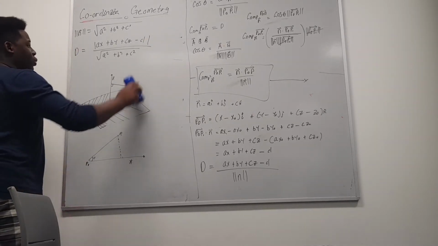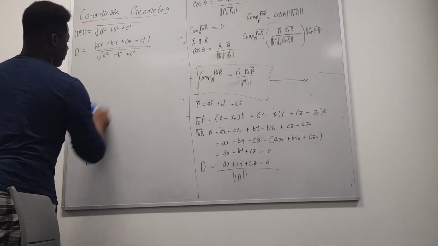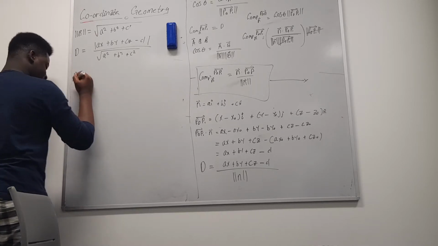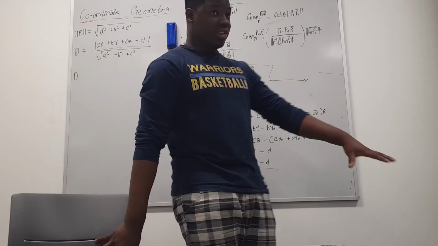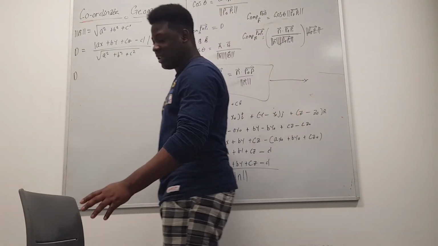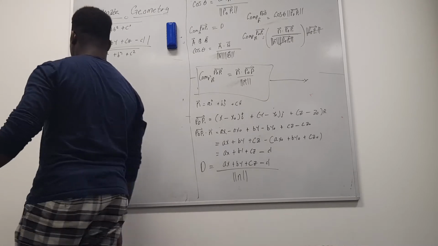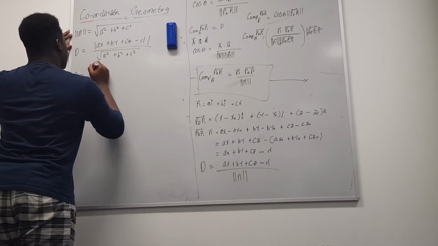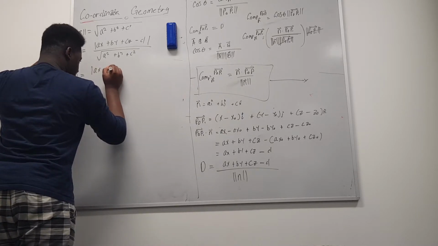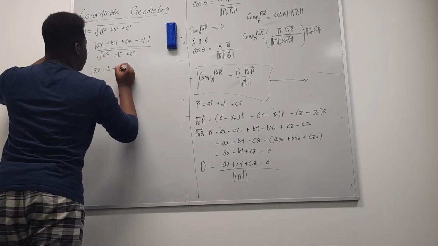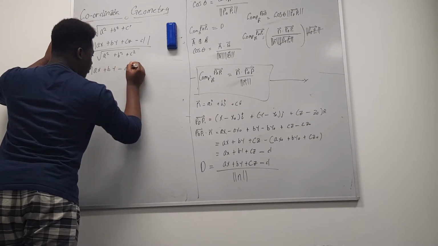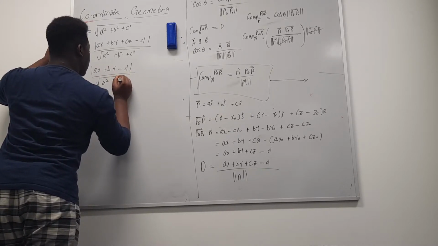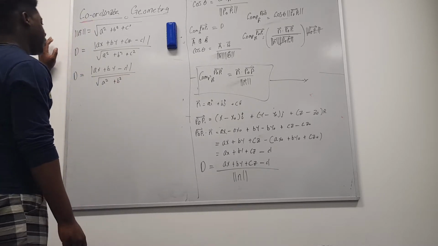If you reduce this by one dimension, turning a plane into a line, we erase all the z variables because there's no third dimension. So the distance between a point and a line is equal to ax plus by minus d divided by the square root of a squared plus b squared. Really, that's it.